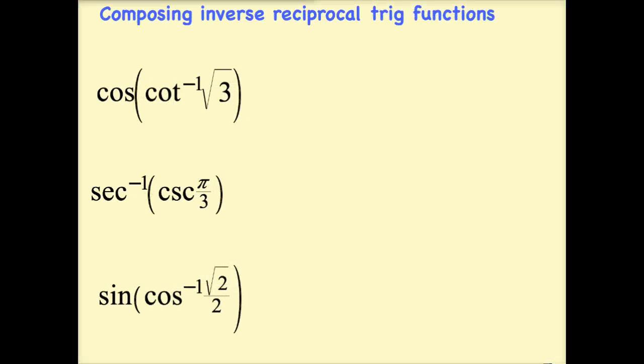Let's compose using our inverse reciprocal trig functions. Go ahead and pause the video and see if you can do this on your own. For our first example, remember, we're going to solve the inside first, so switch that to tangent. And when we rationalize, we end up with the inverse tangent of root 3 over 3.